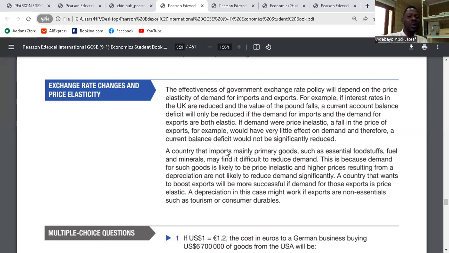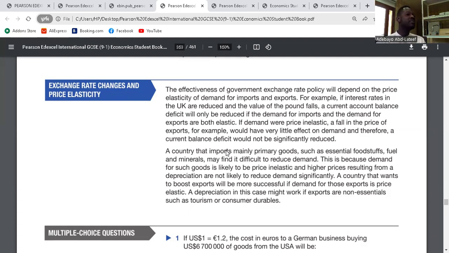Then they said if the demand were price inelastic, a fall in price of exports, for example, would have very little effect on demand, and therefore the current account balance deficit would not be significantly reduced. However, if the demand for the good is price inelastic, it means no matter what the price of export is, there's not going to be a significant change in the quantity demanded. So that means there's not going to be improvement in the current account balance of payments. Do you get it?